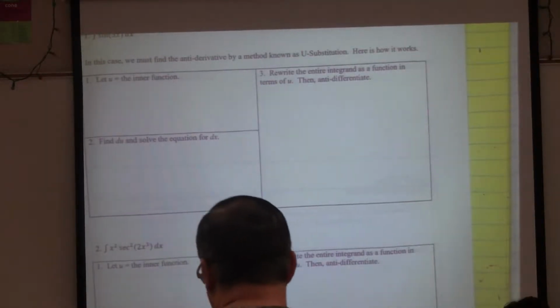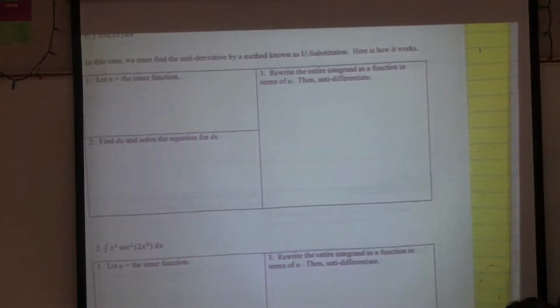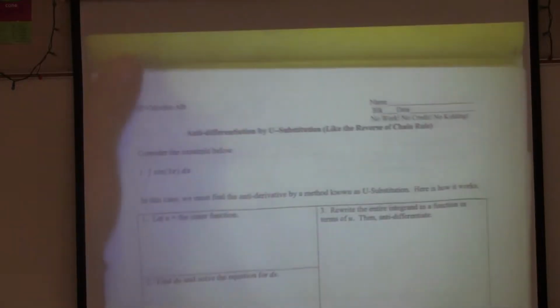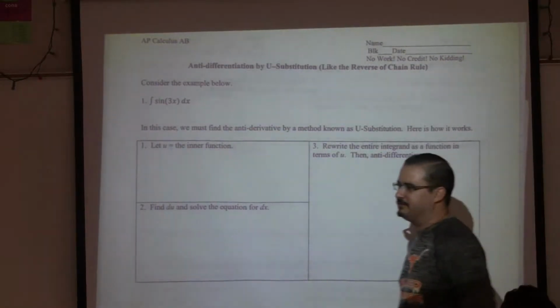Alright, today we're going to look at something called U-Substitution. Okay? It's a method that is used on some problems that you can't just integrate normally like we've been integrating recently. Okay? And what we want to do is try to fix the problem so that it looks like a simple problem to integrate.